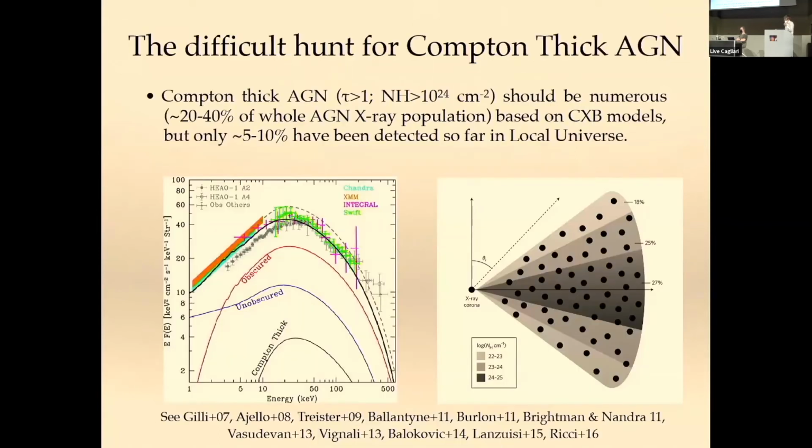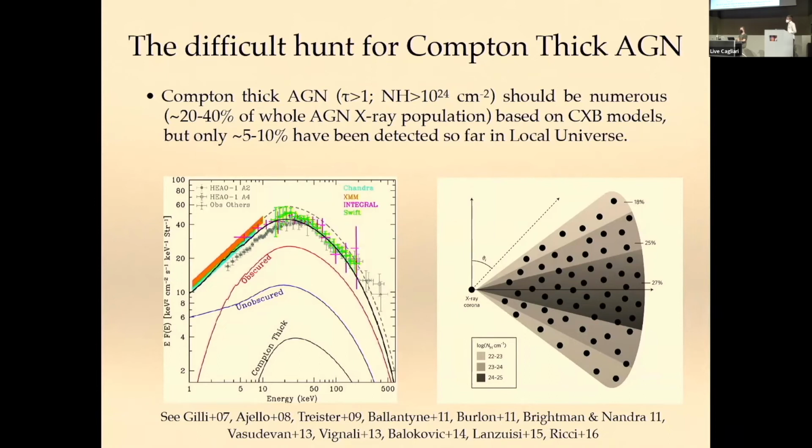Luckily, Claudio Ricci gave a very good review, so I don't have to convince you of the importance of studying heavily obscured AGN. They are an important part of the overall AGN population, in particular Compton-Thick AGN, so sources with a line of sight column density larger than 10^24 particles per square centimeter.